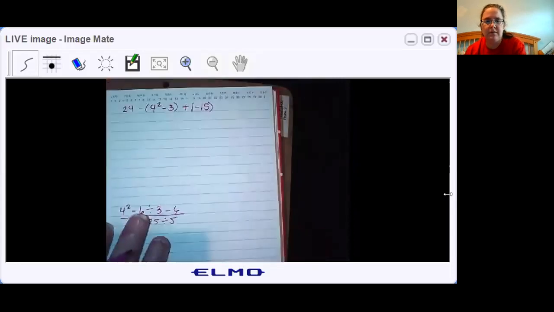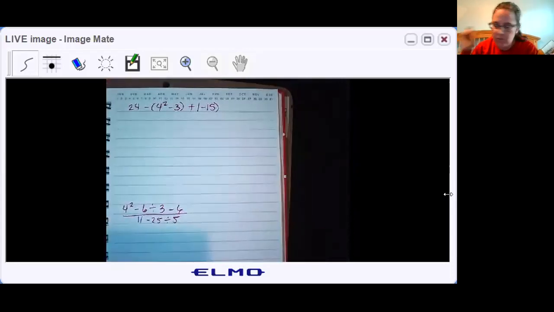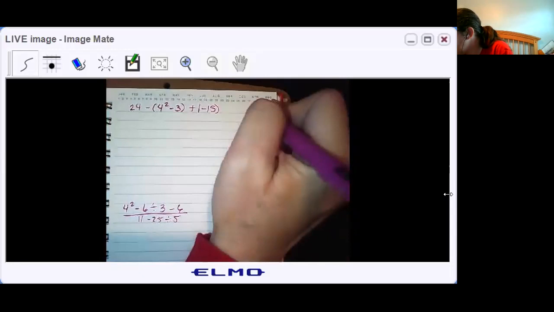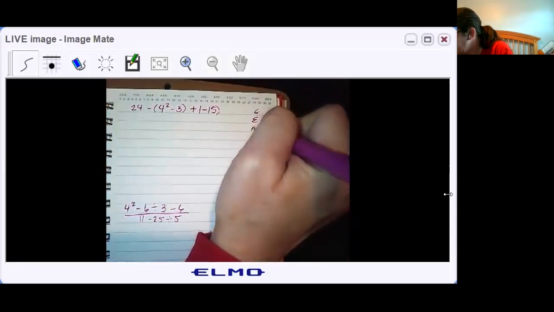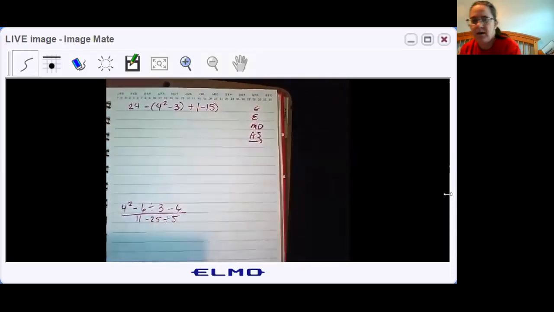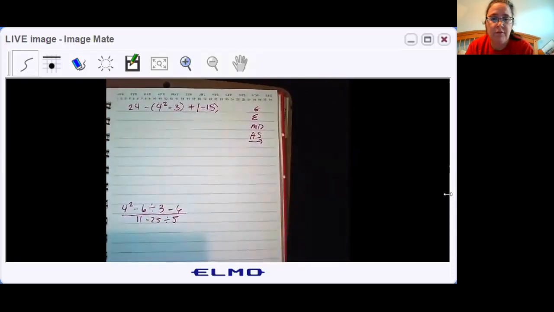Okay, so let's look at this. Let's take the first one. I'm going to write here beside it my order of operations: grouping, exponents, multiply, divide, add, subtract. I'm going to approach my problem. First things first.